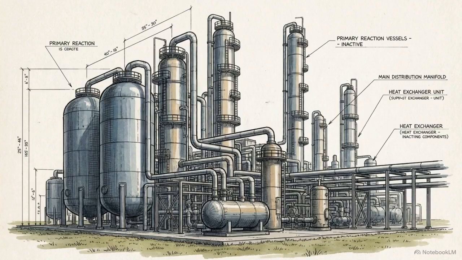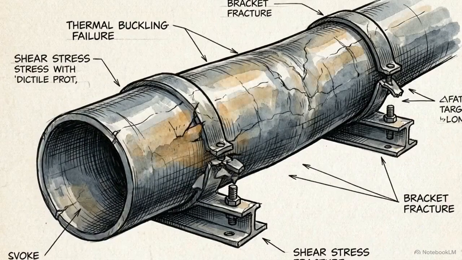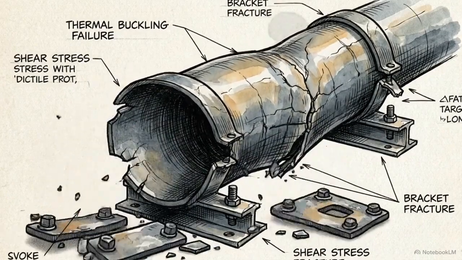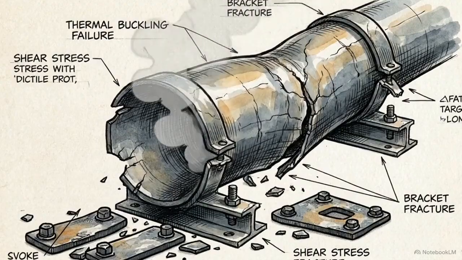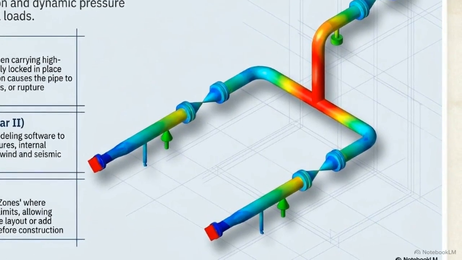Building the plant is only half the battle. Once you turn the machines on, intense heat causes solid steel pipes to stretch lengthwise, while internal fluid pressure aggressively pushes outward. This 3D computer model shows how engineers predict where that heat will cause damage. Before a single piece of metal is cut, software simulates the temperatures and highlights exactly where the pipe is likely to crack or break under the stress.